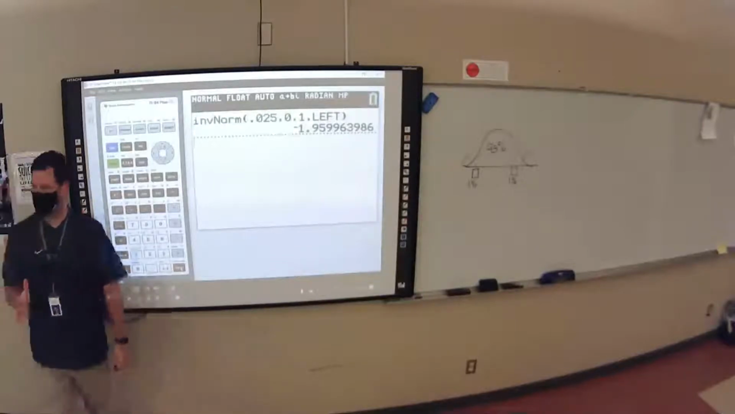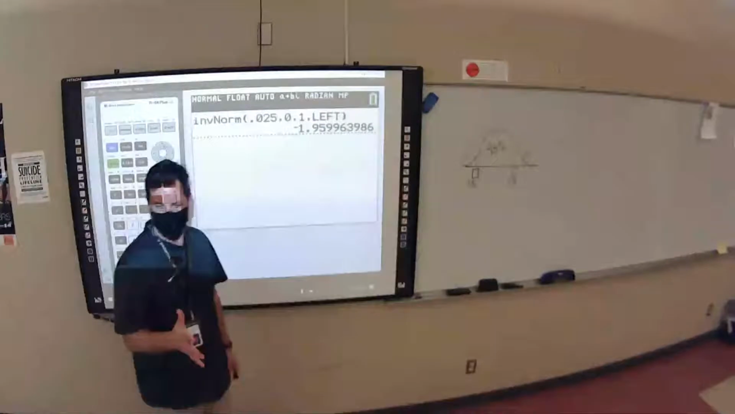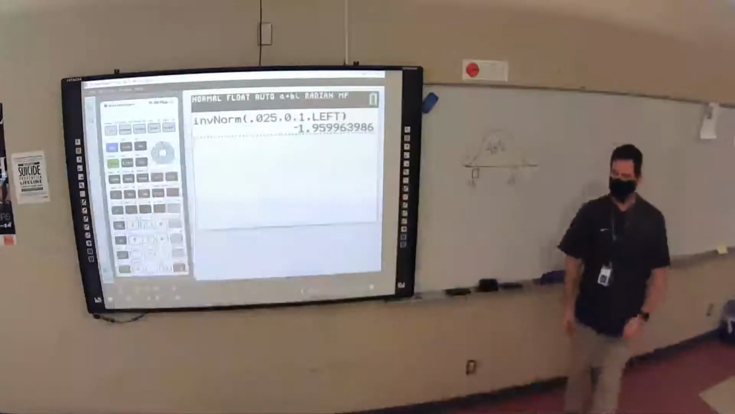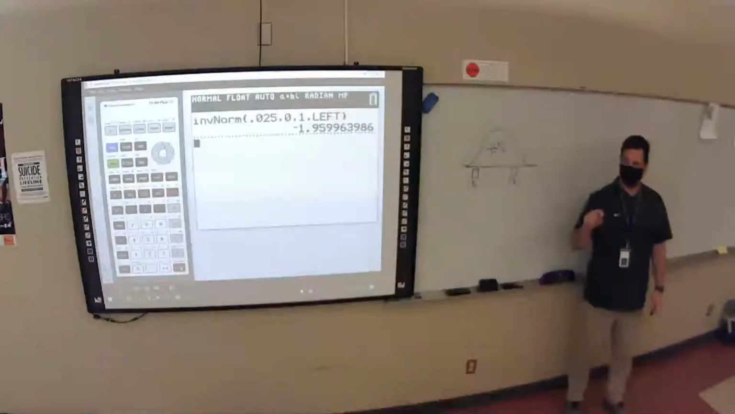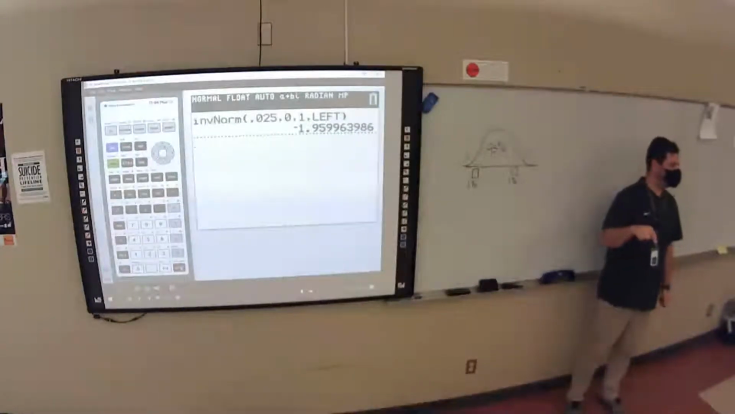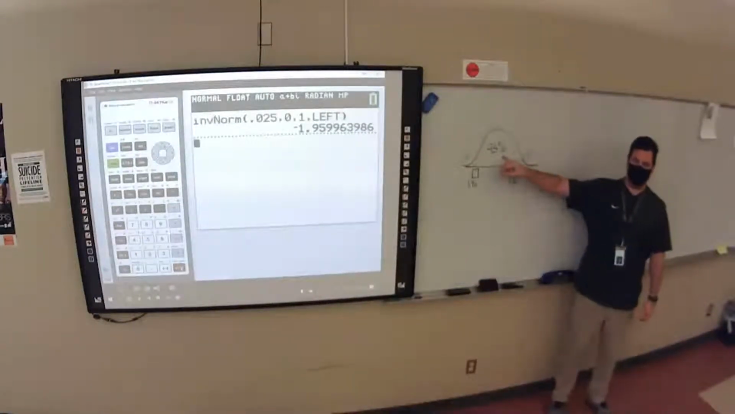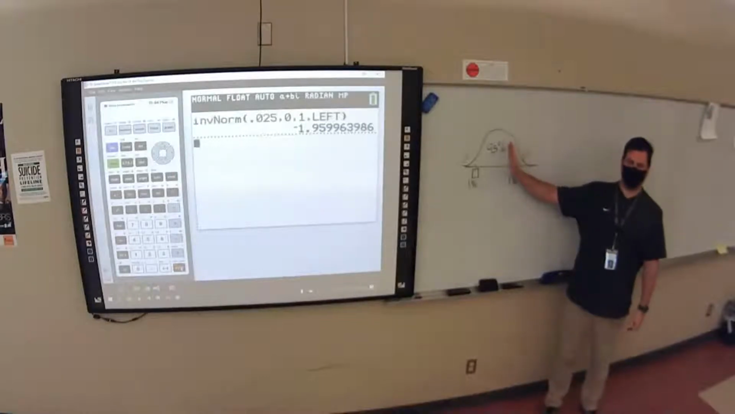I said a lot of students mess up on this. When they want to find the 95% confidence interval, they'll do inverse norm of 0.95. That won't get it. It's not the 95th percentile, it's the middle 95%.